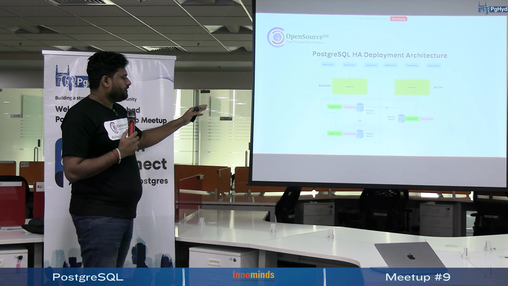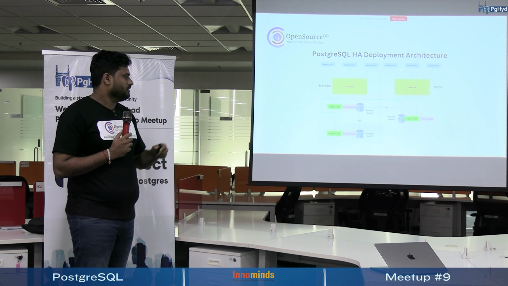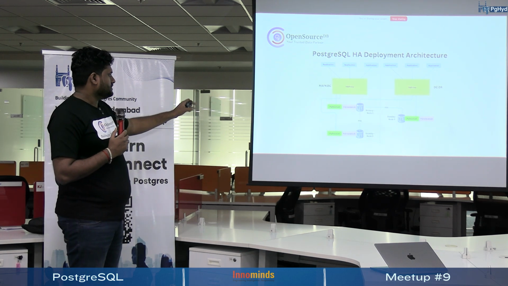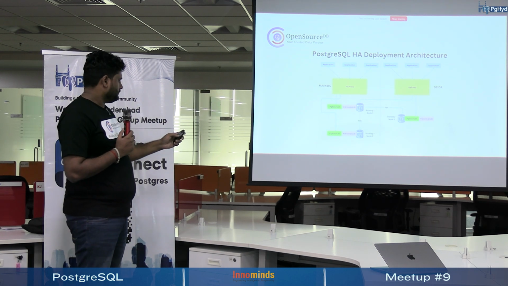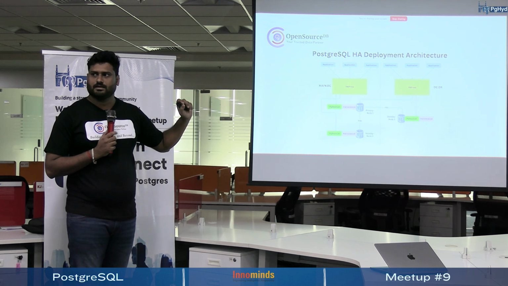Coming to Patroni, it will manage the high availability and decide which node will be the primary. And here, as Shashi mentioned, PgBouncer will handle the connection pooling. I hope everyone understands this. Are there any doubts on this architecture?